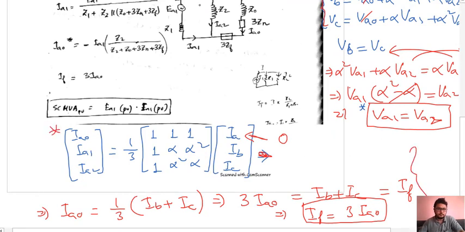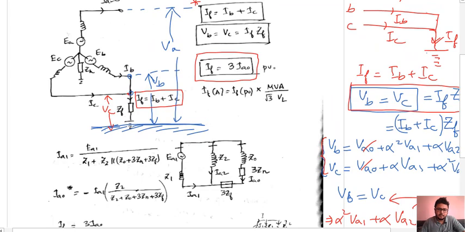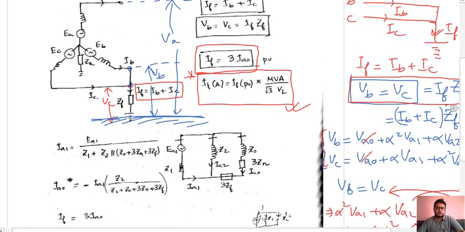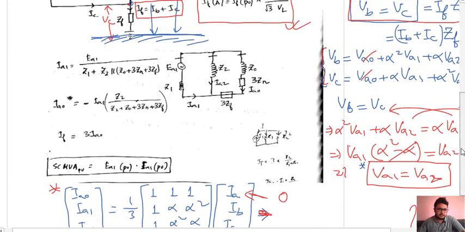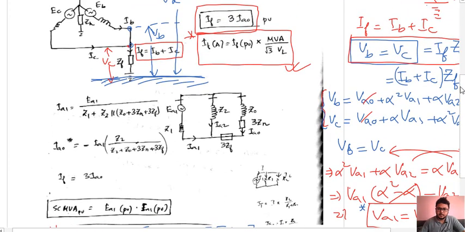Okay, now let us solve some other relation. Now this is in per unit. If you want to convert this into actual value, then If in ampere equals If in per unit into MVA by root 3 VA. Okay, so this is the thing. Now other relations let us calculate. So let me erase this part.